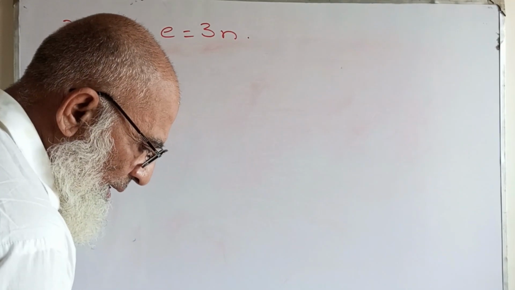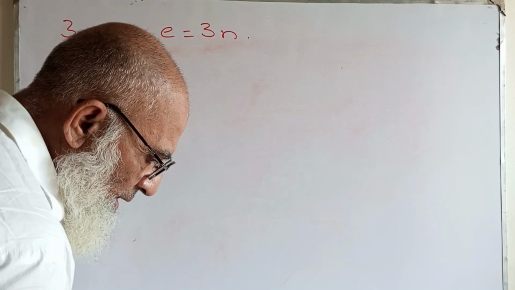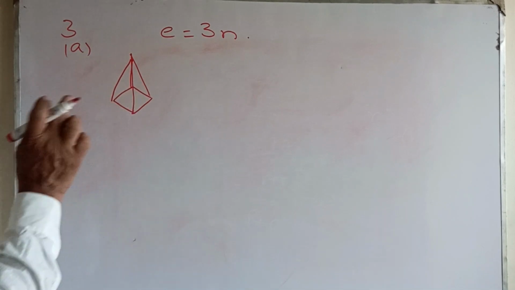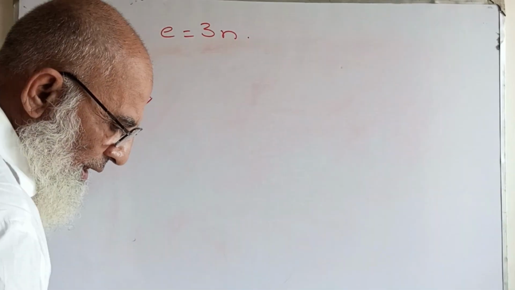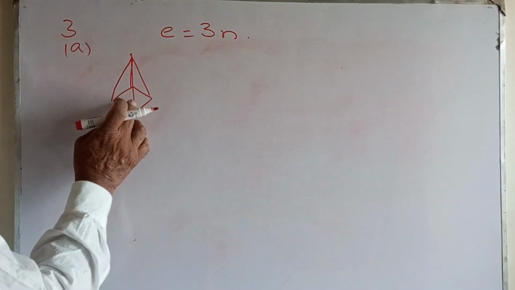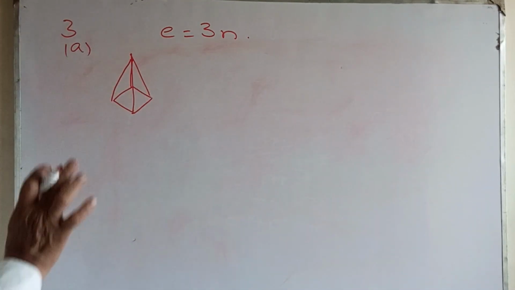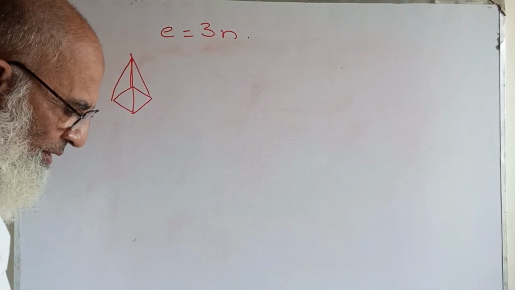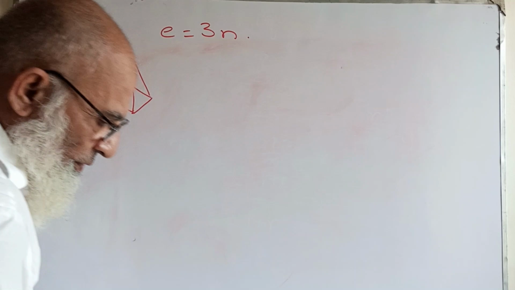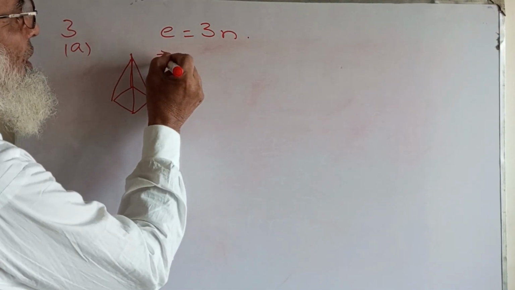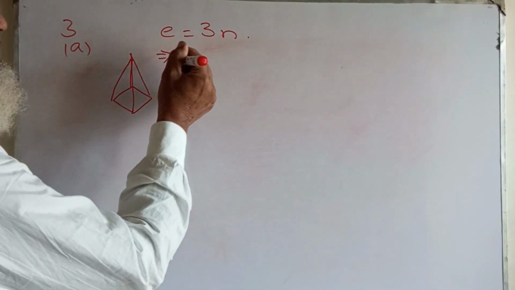n is the number of sides in the base of the prism. Now this has 4. In the prism, E is the number of edges. These are the edges. Now make n the subject of the formula. It is very easy, nothing to do with this drawing.